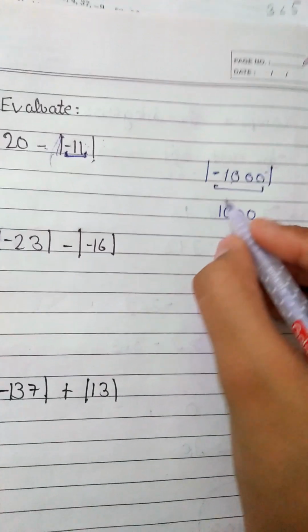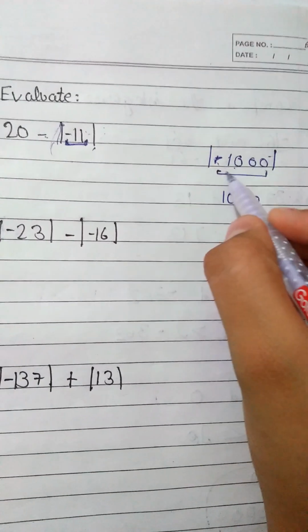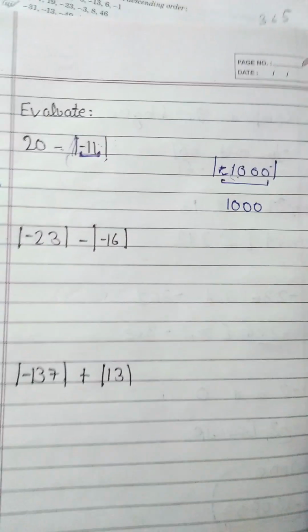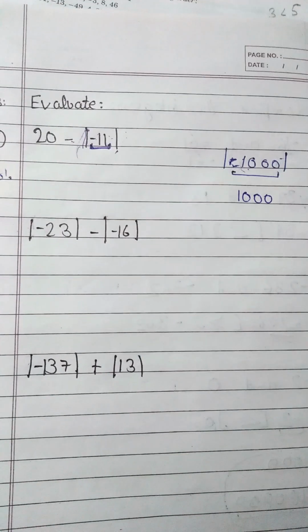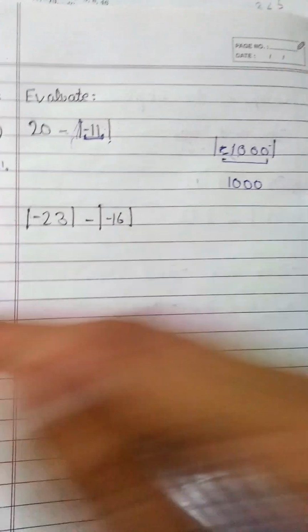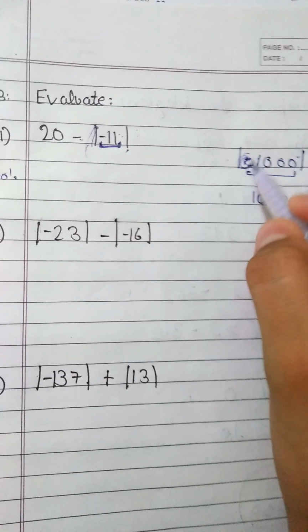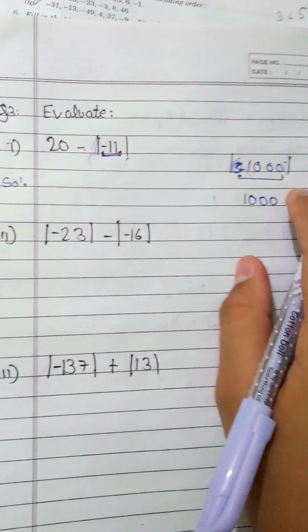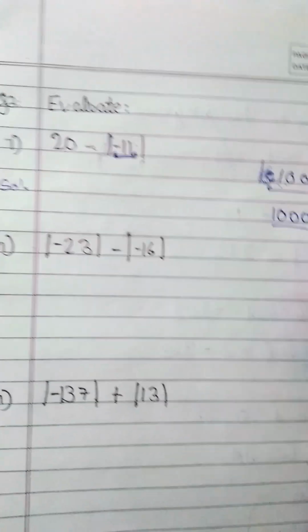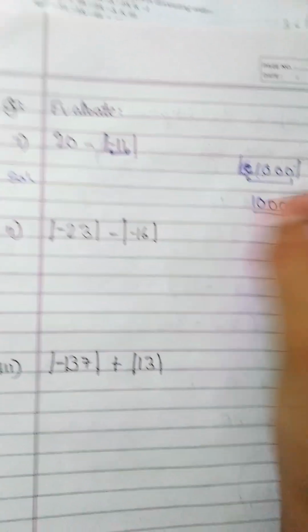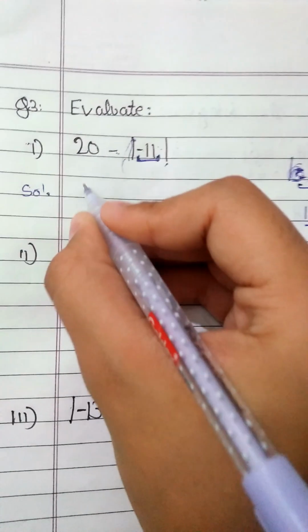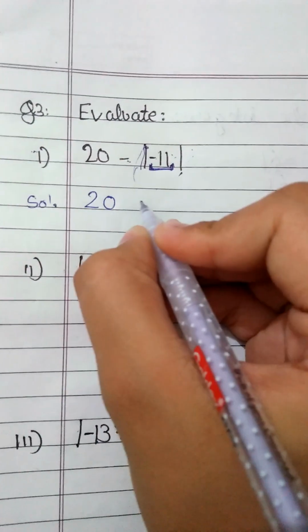So if there is 1000 in the modulus, it will become 1000 only. If it is positive or negative, either way, just cut the sign, like the positive and negative mark, and write only the value which is given in the brackets. So how will we solve it?